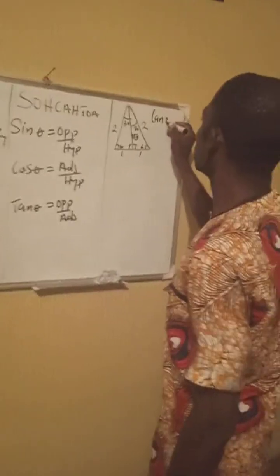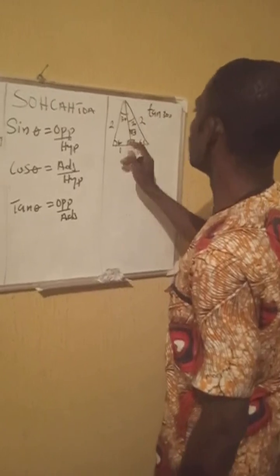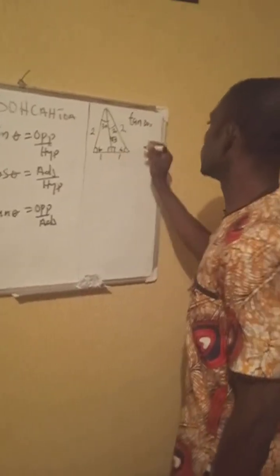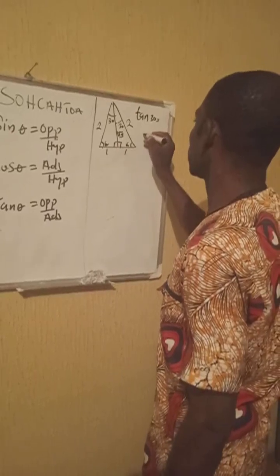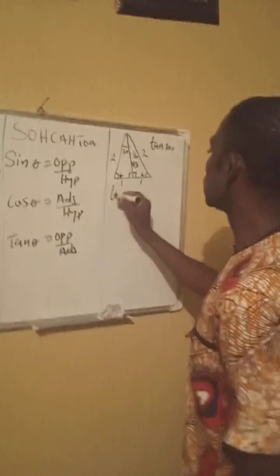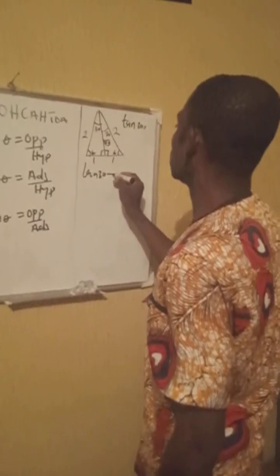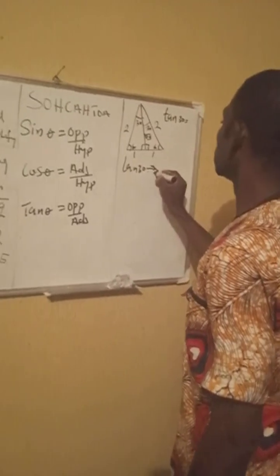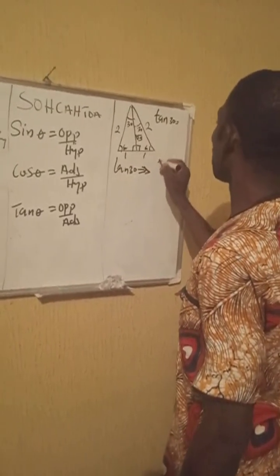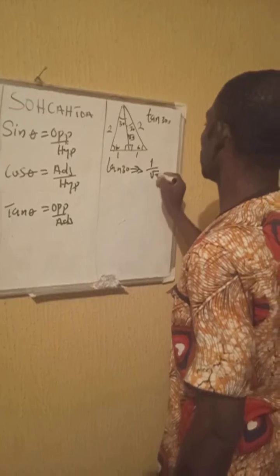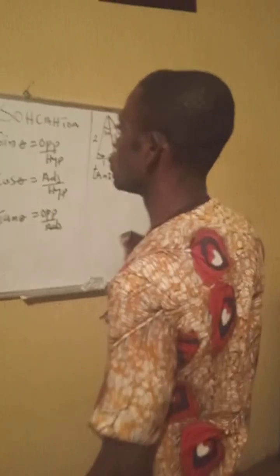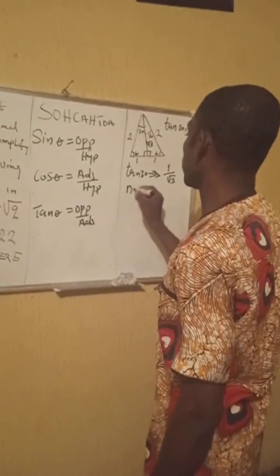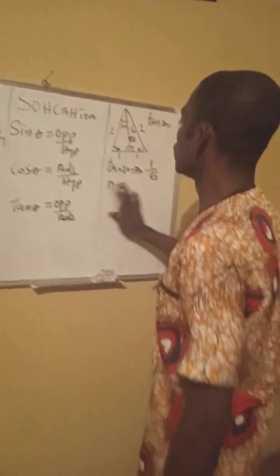Therefore, if you want to get tan 30, it is equal to opposite over adjacent. Opposite is 1. Then adjacent is root 3. Therefore, tan 30 is equivalent to 1 over root 3. Then likewise, we want to get n.